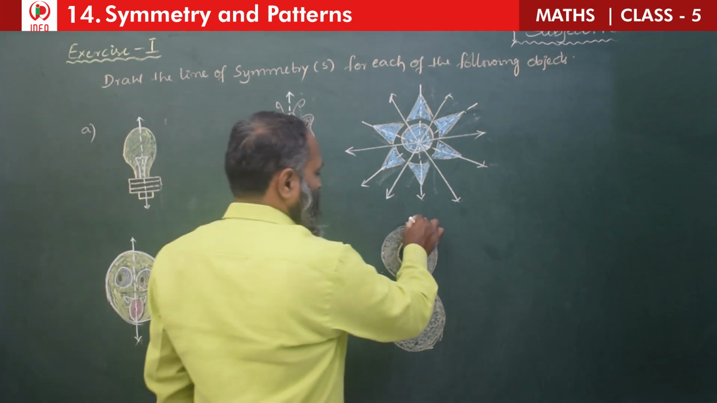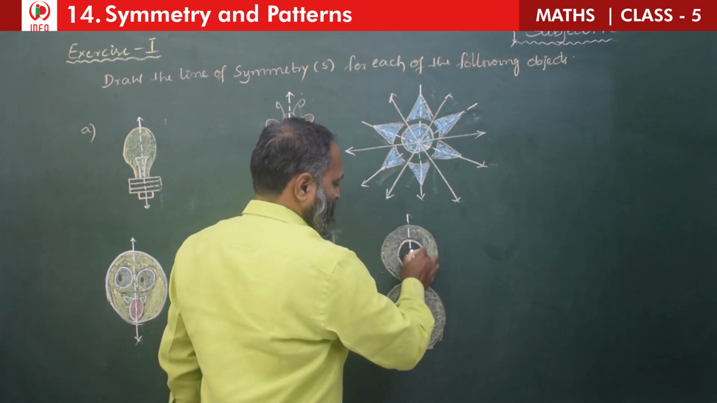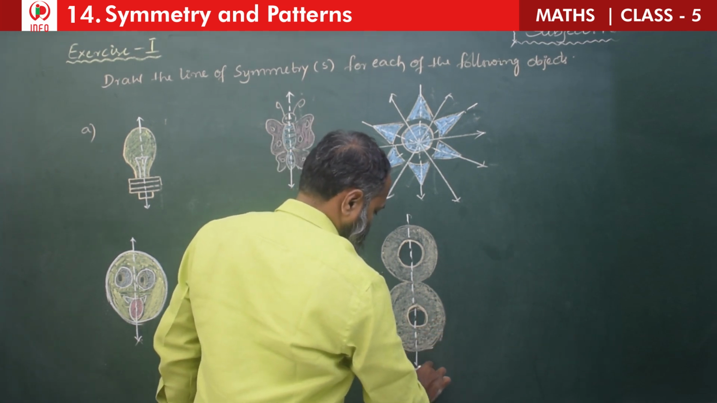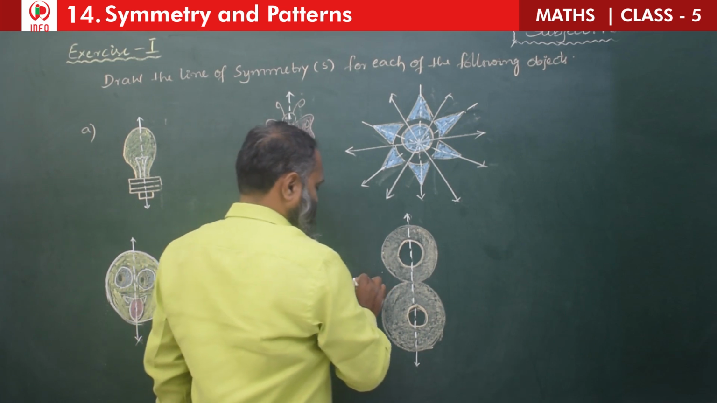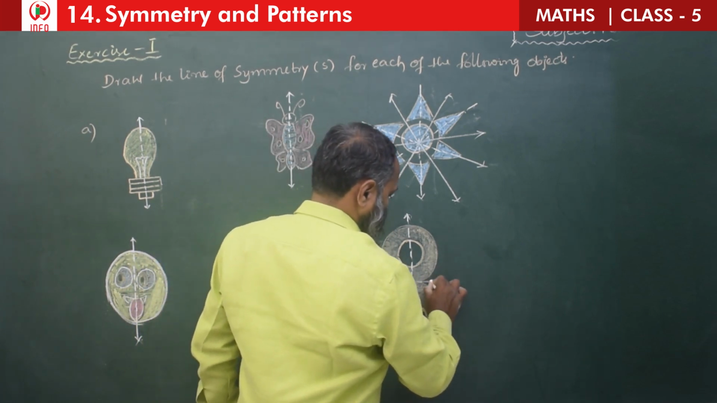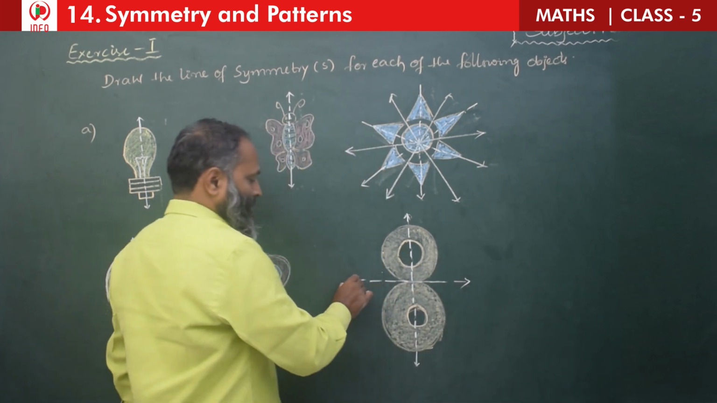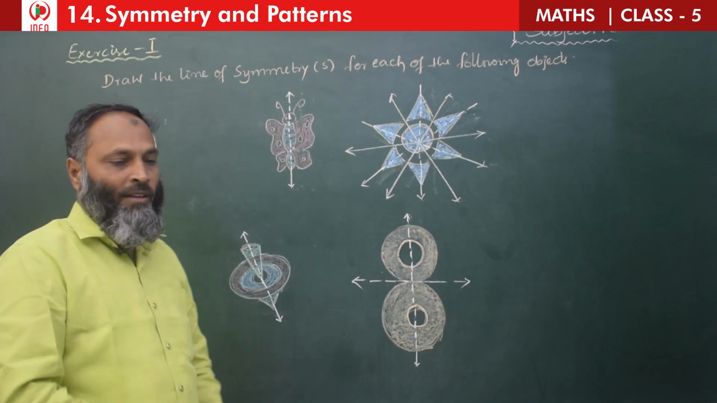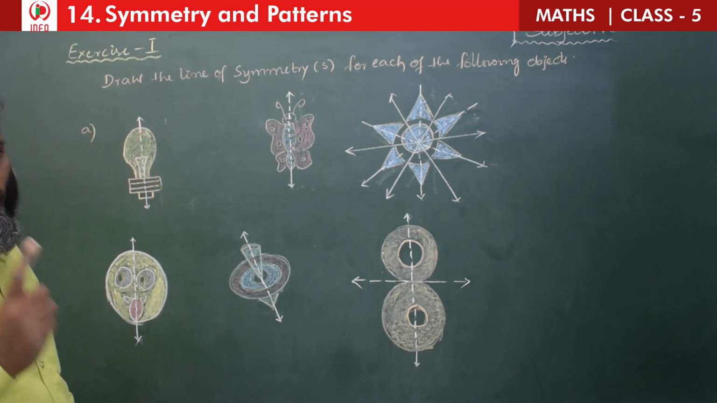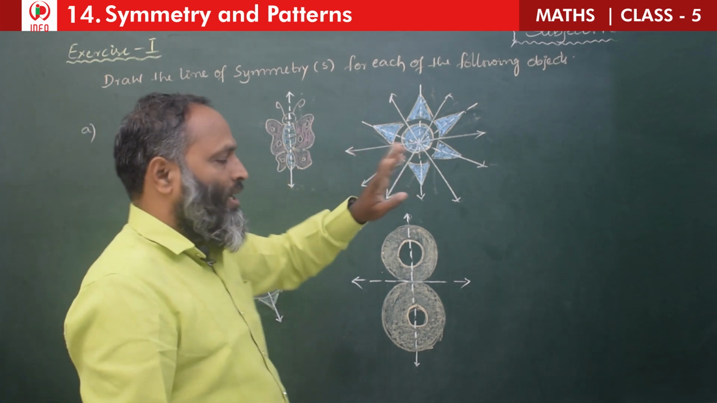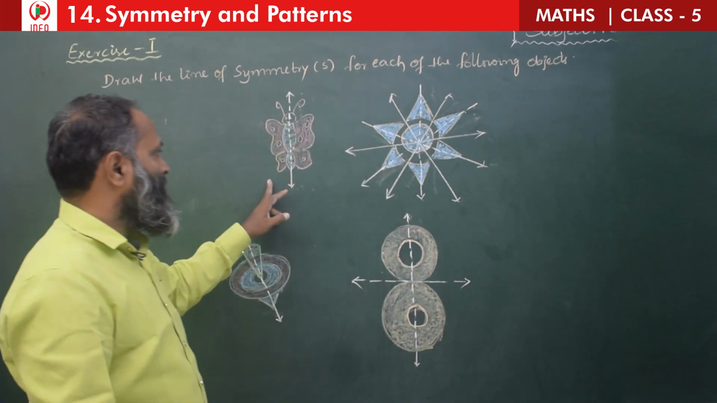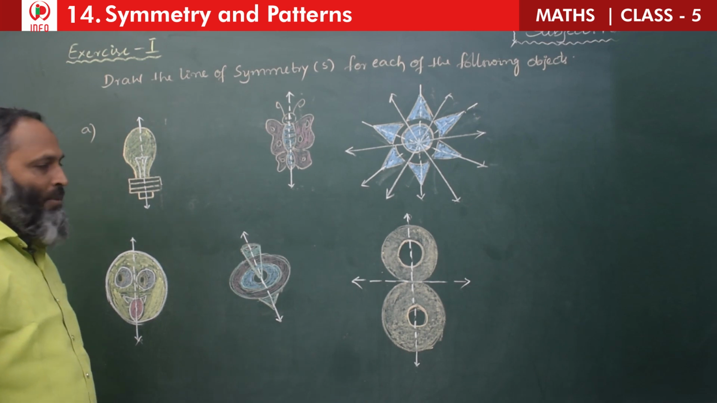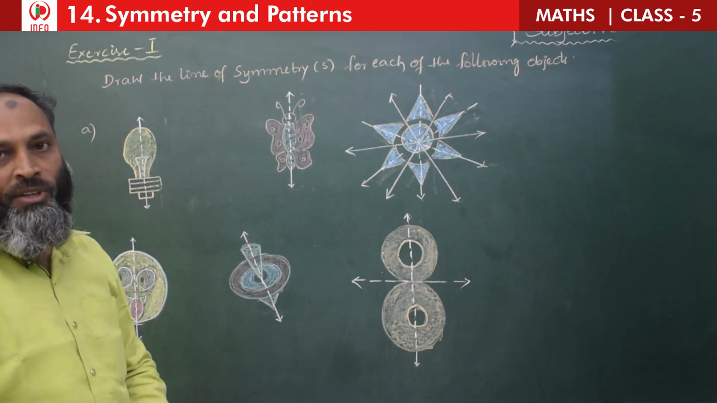And for this 8, one vertical line and one horizontal line. This is one vertical line, and this is one horizontal line. So two lines of symmetry you will get. For this spinner you will get 1 line of symmetry, and this face 1 line of symmetry. For this star, 6 lines of symmetry, for this butterfly 1 line of symmetry, that is a vertical line, and for this bulb 1 line of symmetry, that is a vertical line of symmetry. Okay.